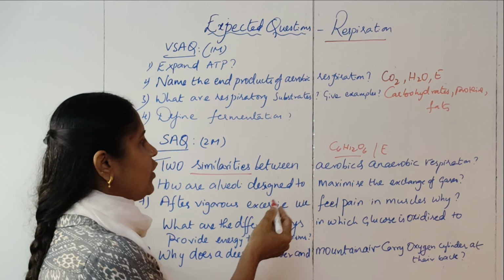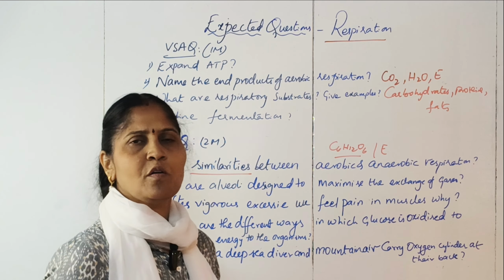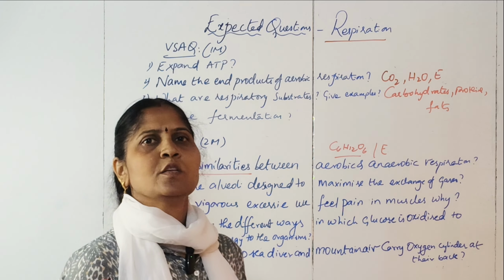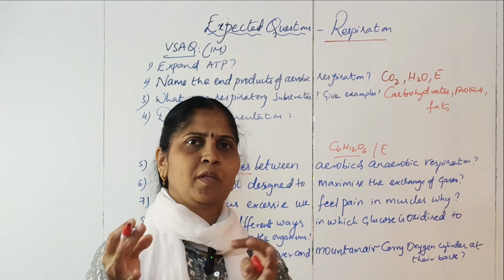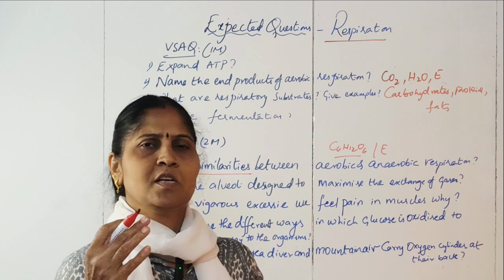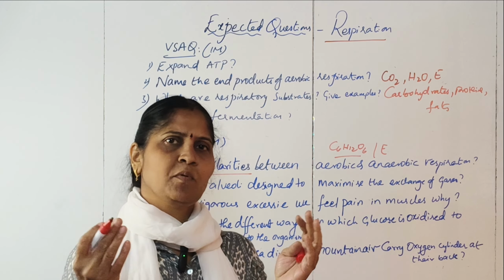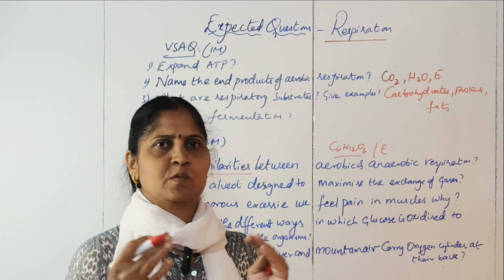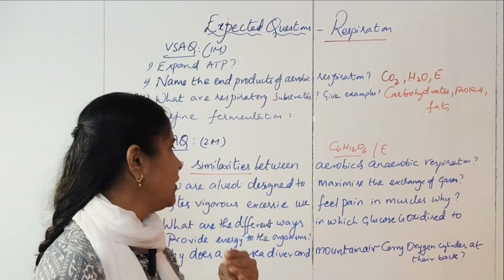Then, how are alveoli designed to maximize the exchange of gases? What you can write here is, there are numerous alveoli in each lung, and these are small sac-like or balloon-like structures which are richly supplied with blood vessels that will help in quick exchange of gases by the process of diffusion.